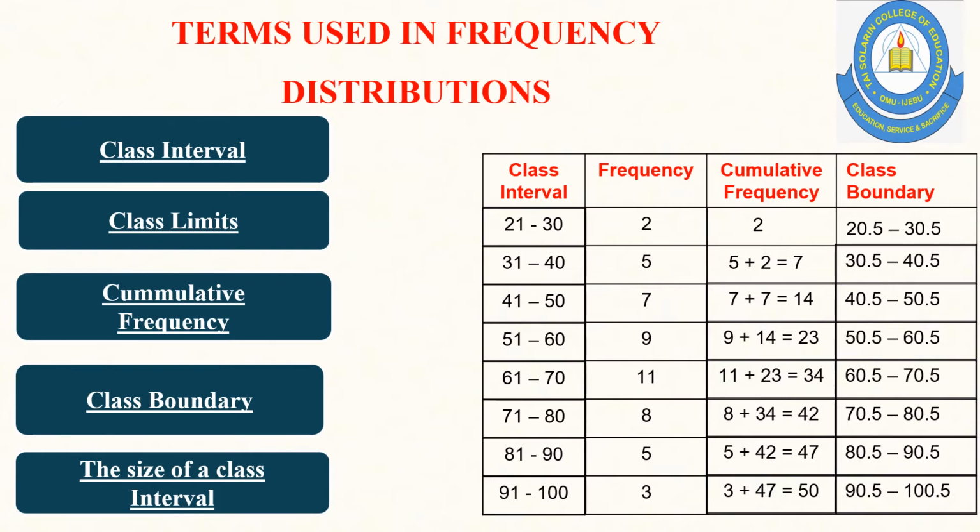Another one we need to know is the class size of a class interval. It is also known as the width of a class interval, or the class width, or the class strength. We can get this from the table here. The class size here is 10. How do we get 10? You count the number of numbers in a group. If you start from 21 and count to 30, you get 10.